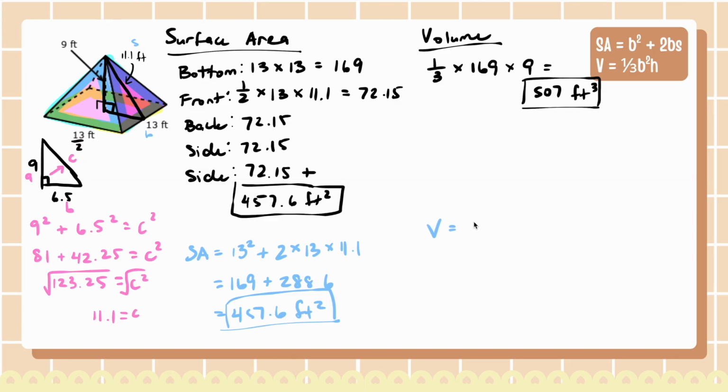For the volume, I'm going to start off with 1/3 times b squared, which I know is 13 squared, and then times our h. So in this case, our h is the height of the pyramid, which is going to be 9. So we're going to multiply this by 9. All of this multiplied is going to get me 507 feet cubed as well.